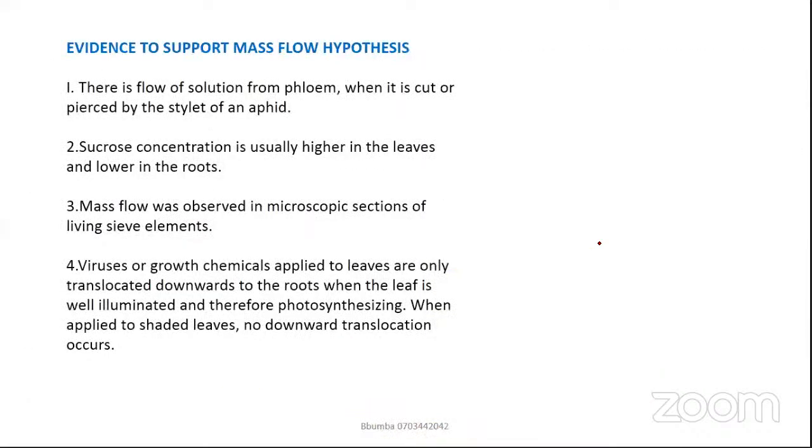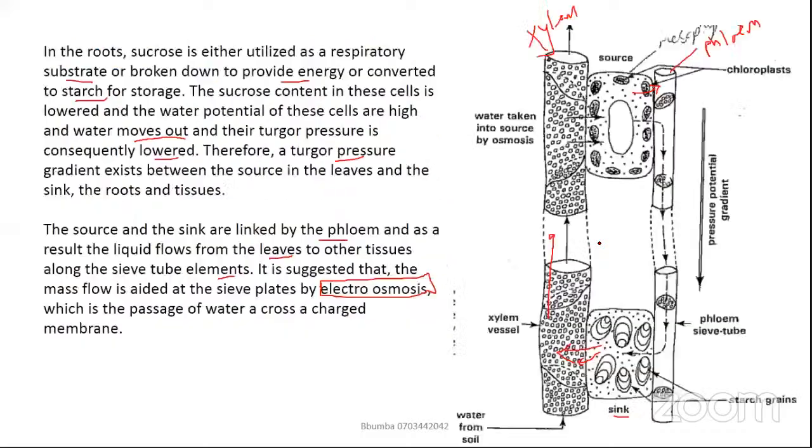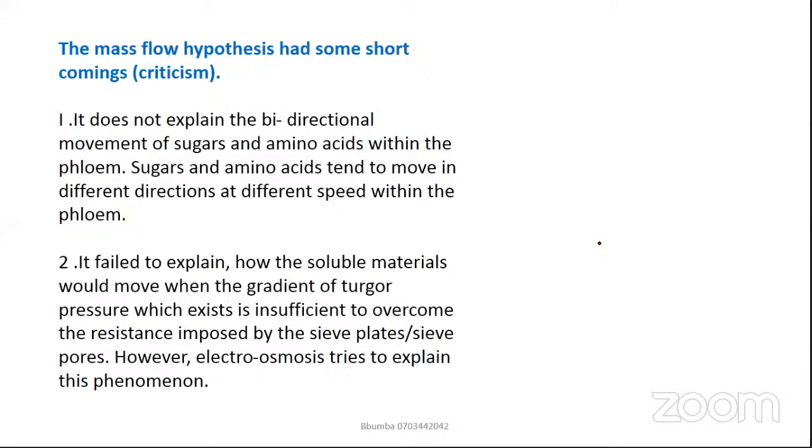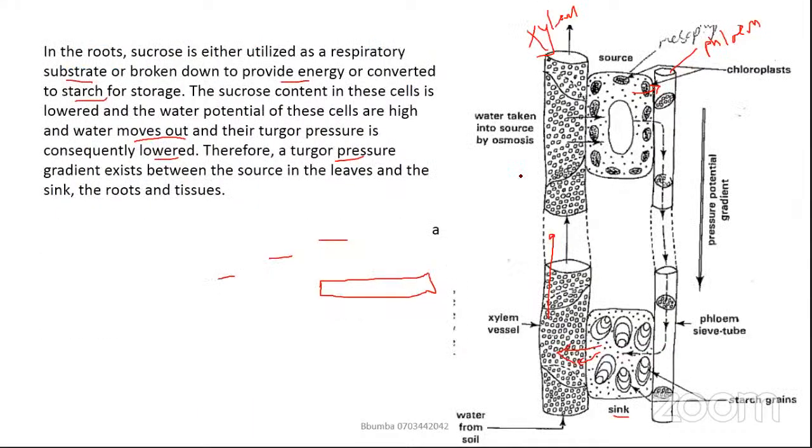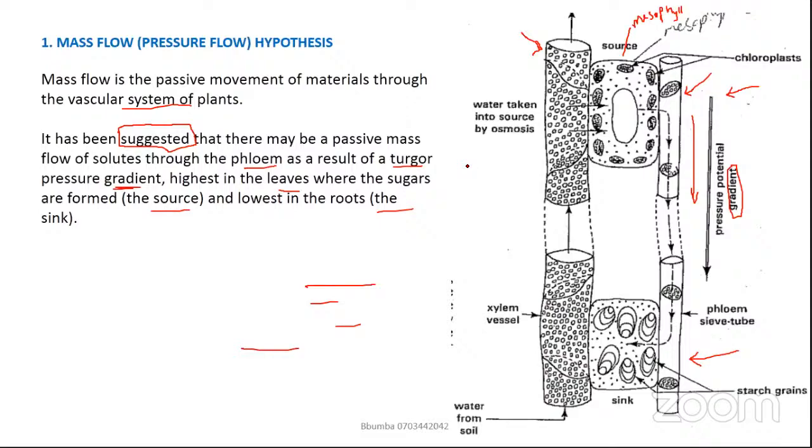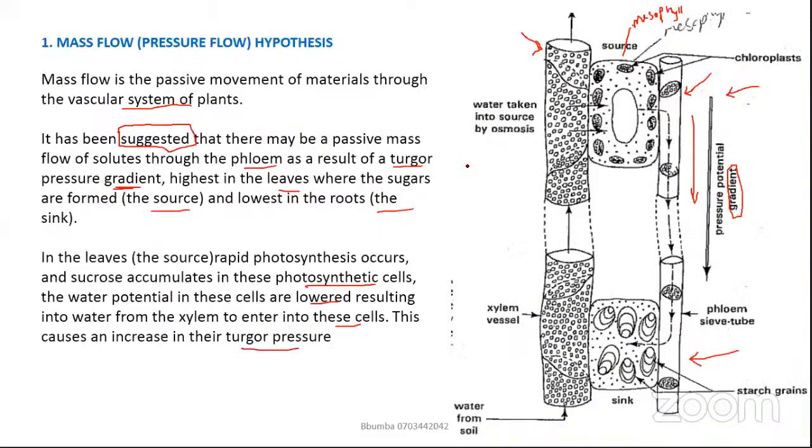But now this mass flow hypothesis has weaknesses. Yes, Munch was trying to show that that's how the sugars are transported. That's the mechanism, which he called the mass flow hypothesis. But people were able to raise criticisms. There are some things that his setup wouldn't explain well.